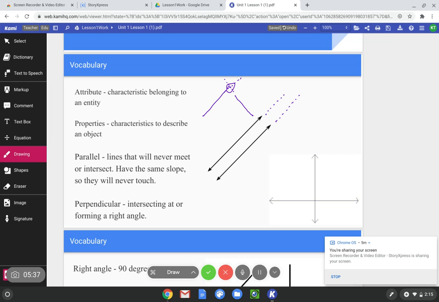Perpendicular. It's when two lines are intersecting and form a right angle. Right there.